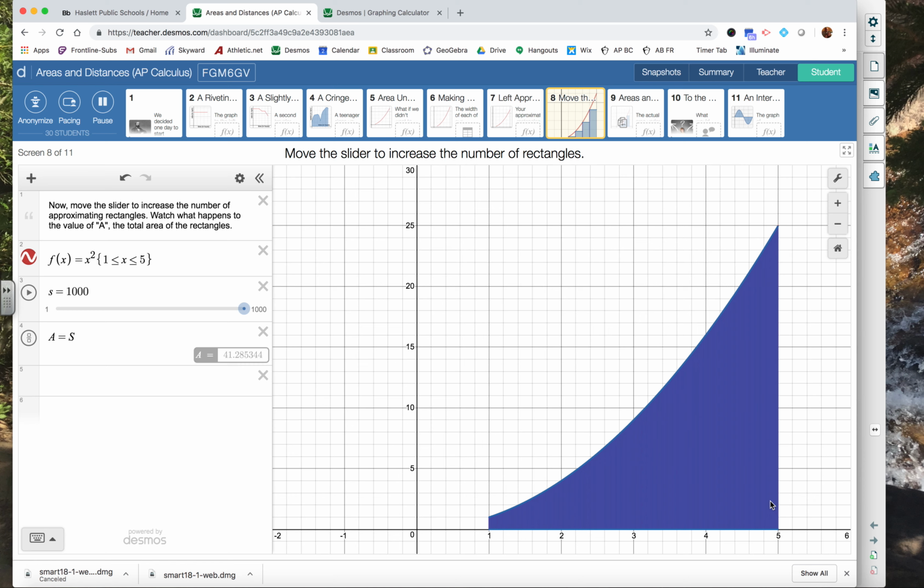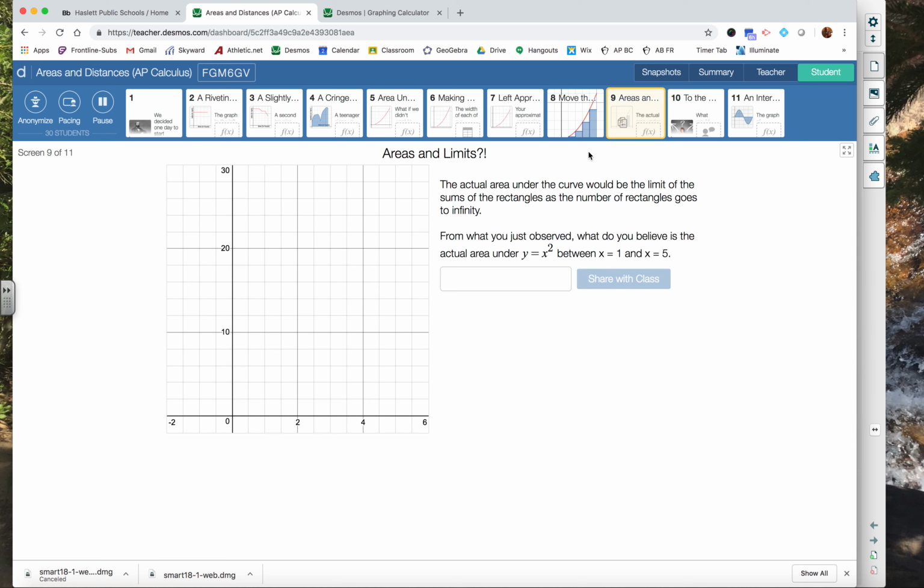When you see delta x in homework assignments, delta x is the width of the rectangle. When you see n, n usually represents the number of rectangles you have, okay?